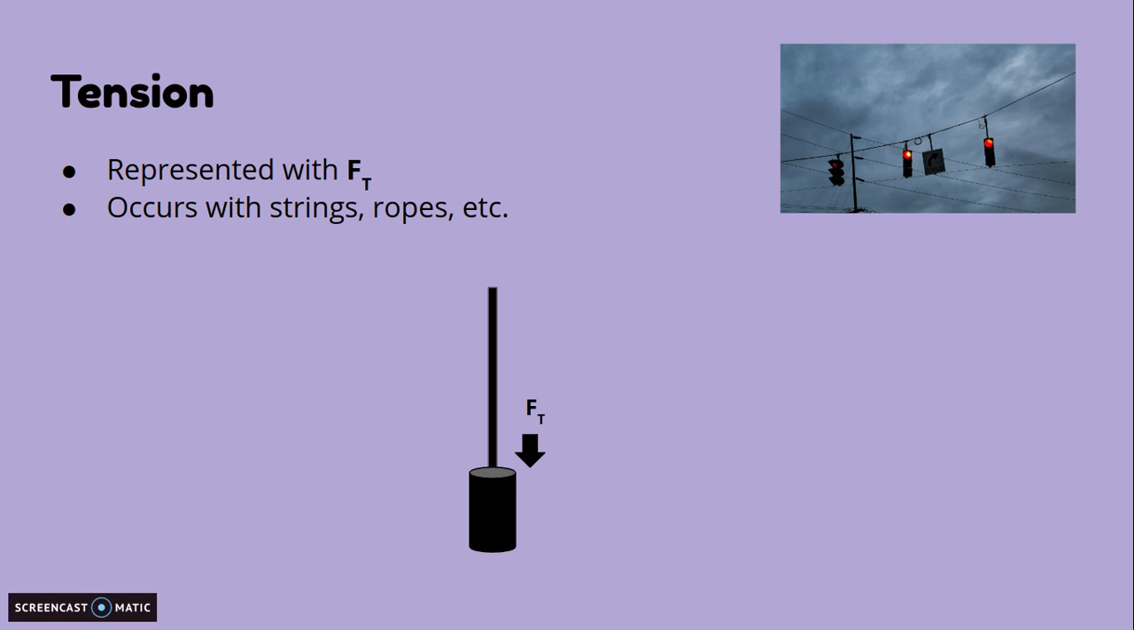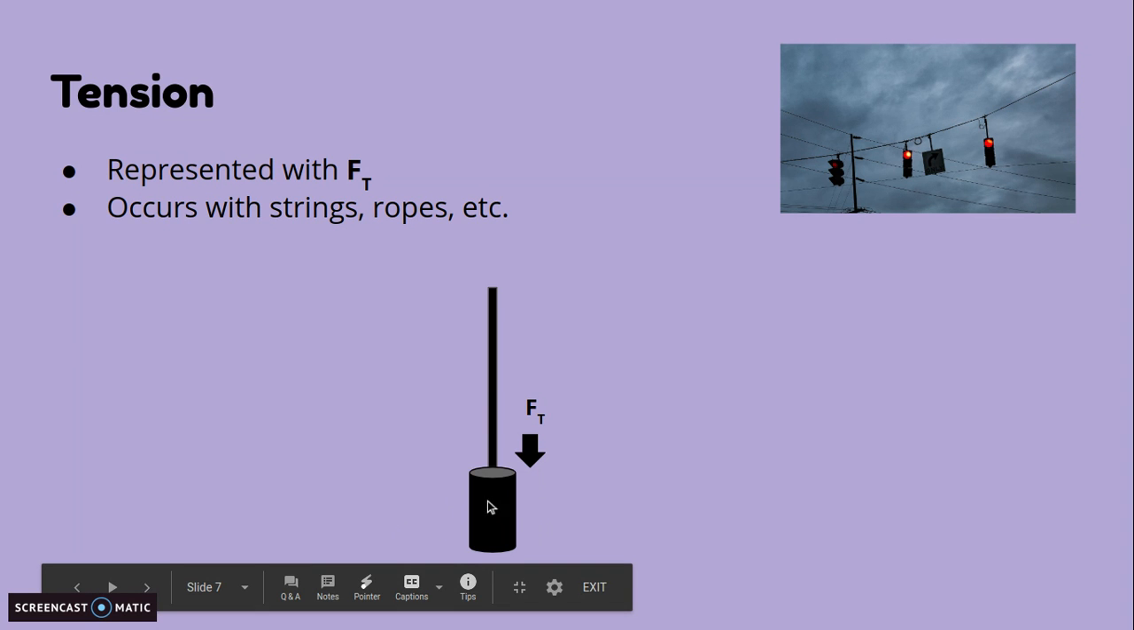Last one is a tension force. This is represented with F of T, and this occurs with strings or ropes. So this one's not as common in all situations, but it occurs with strings and ropes. So I don't know what this could be, some random cylinder shape on a string. There is a tension force coming down. There's also one coming up because of the connection here, but I didn't put that on there.